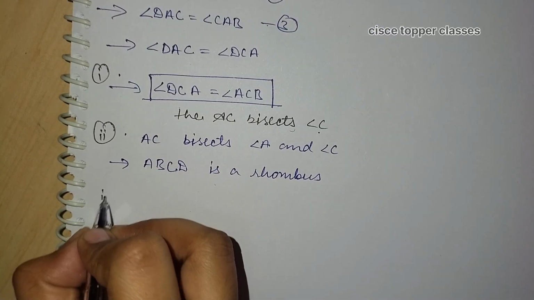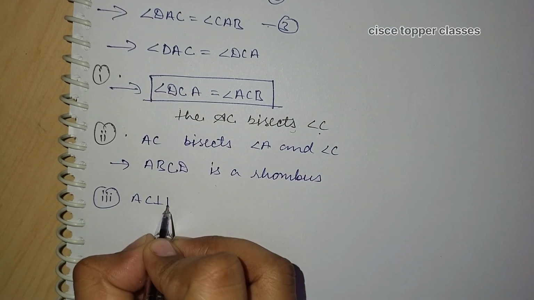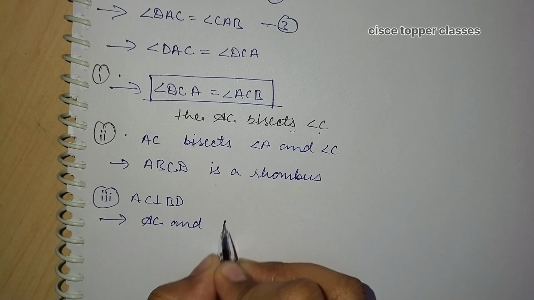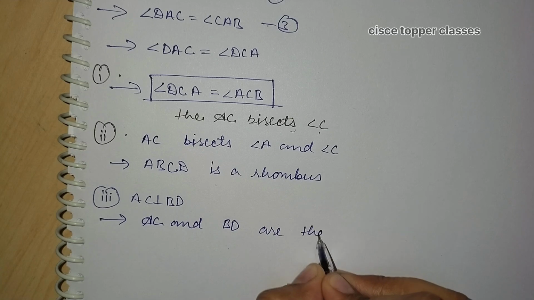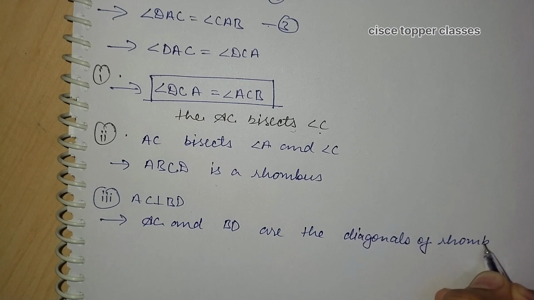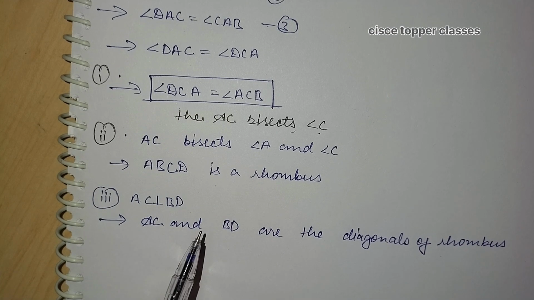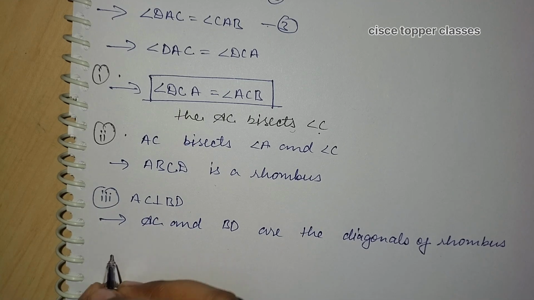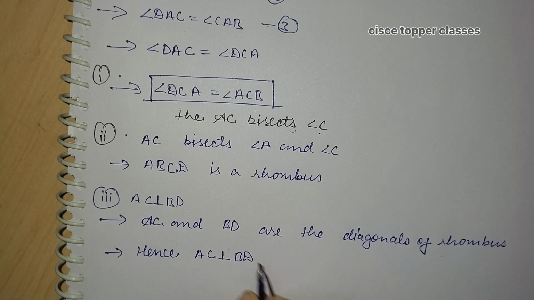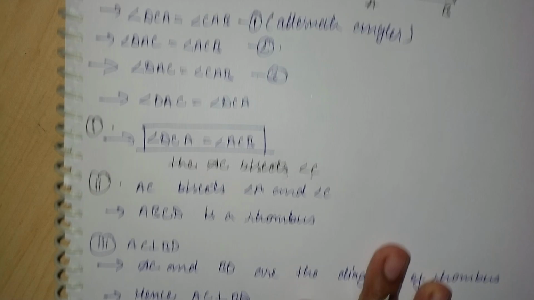Now the third part we have to prove here is that AC is perpendicular to BD. Here AC and BD are the diagonals of the rhombus. And as these are the diagonals of a rhombus, AC and BD bisect each other at right angles, because in a rhombus they bisect each other at right angles. This is the theorem. So AC is perpendicular to BD. This is the final answer which we have to prove in the 10th question.